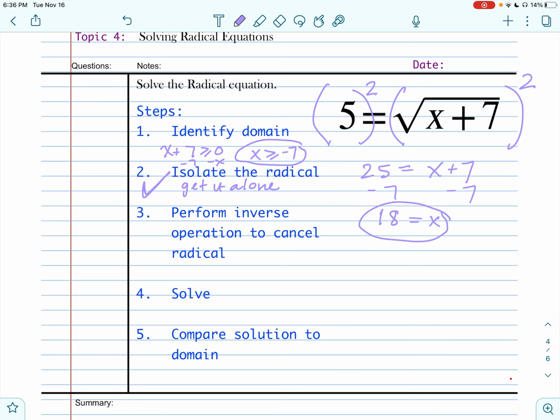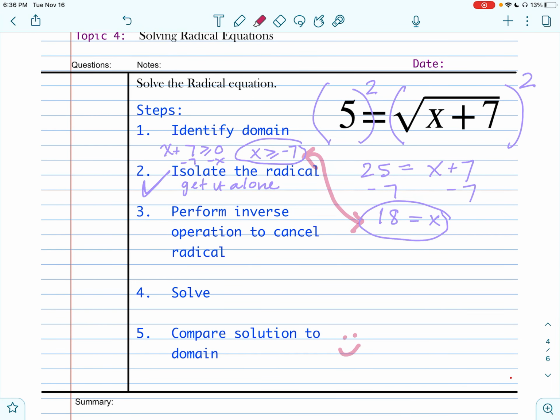And then you should compare. So we were doing this before, right? And I would have us check, is 18 greater than negative 7? Yes. So we can keep our answer, and it's good. So just like when we were checking for those extra solutions, remember I told you that word was extraneous? When we check for those solutions, you will sometimes find answers that just don't work.